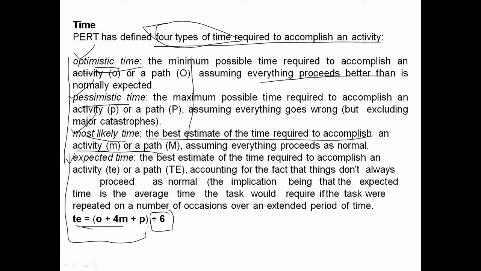The formula is O plus 4M plus P. O is the optimistic time, 4M is 4 times the most likely time, and P is the pessimistic time. So you can also say O plus P plus 4M, that is also possible. It's O plus M plus P, but M must be multiplied by 4 times. That's important for us. And overall, after adding the three of them, you should divide by 6.